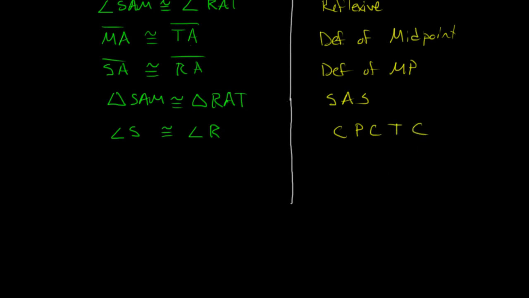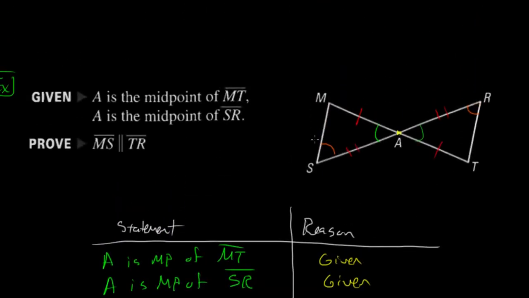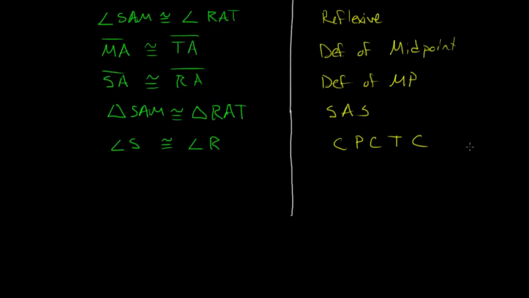Okay, there we go. So now if I know that those angles are congruent to one another, now I believe, my friends, I think I can conclude that these line segments are parallel. MS is going to be parallel to TR. MS parallel to TR.